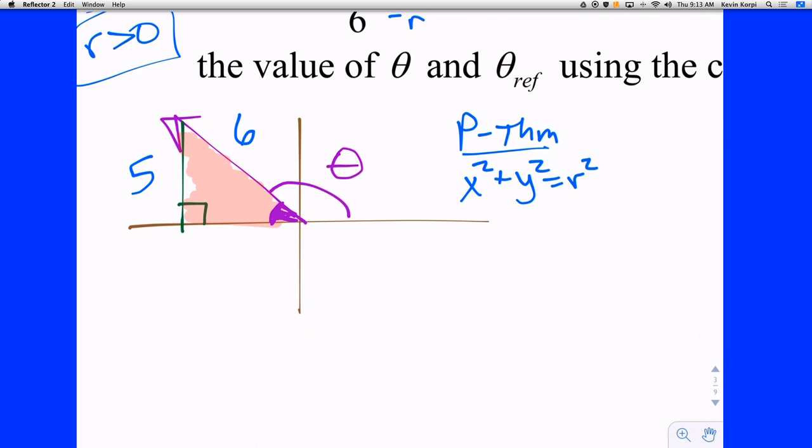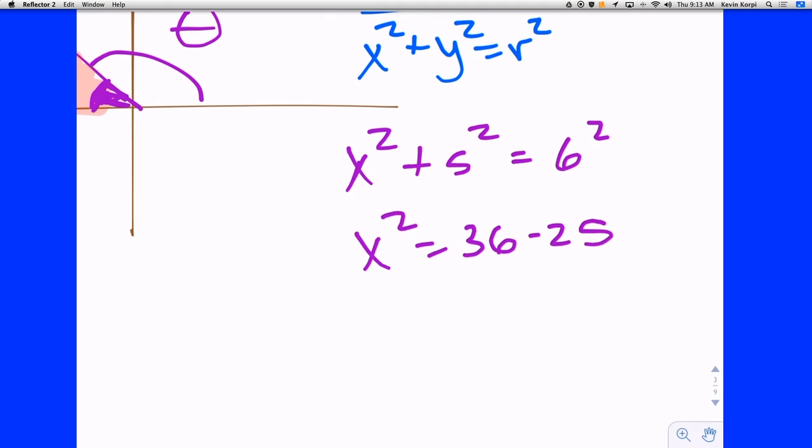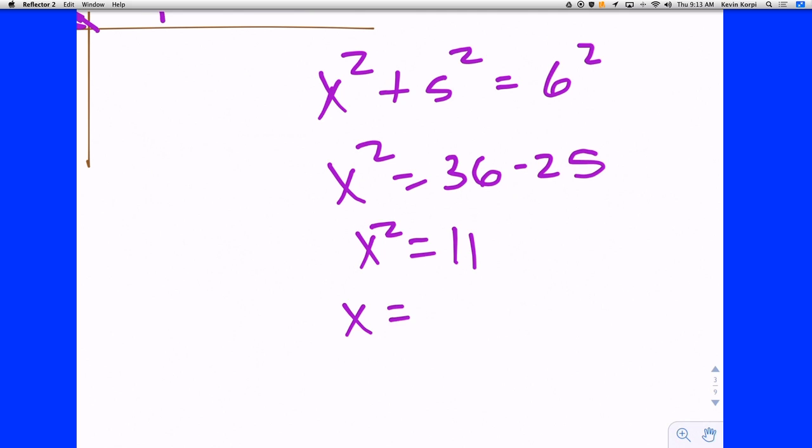So let's plug in what we know. We're trying to find x. So we got x squared plus 5 squared equals 6 squared. So x squared equals 36 minus 25. That means x squared equals 11. And now when I take the square roots, remember when you take the square root, you need to at least consider plus or minus. So we have either positive square root of 11 or negative square root of 11.